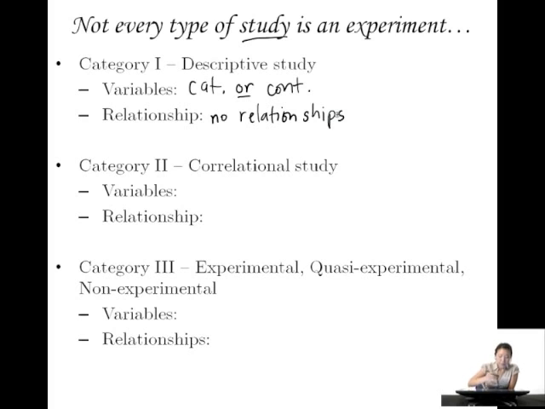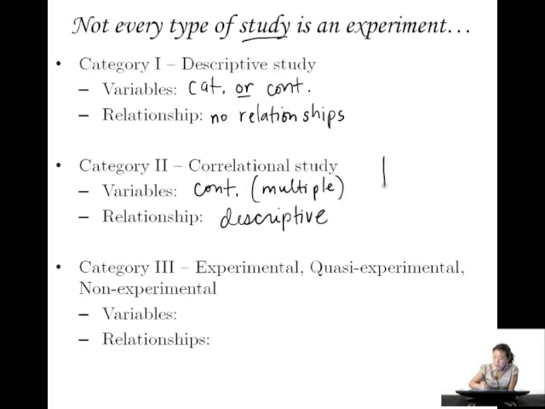Category 2 moves on a bit. Here, we're interested only in continuous variables. So only continuous variables can be used in category 2, no categorical ones. And here, the only relationship we could look at is descriptive. So here, because we have multiple continuous variables, we often look at these on a scatter plot. Okay, so those are called correlational studies, and that's category 2.